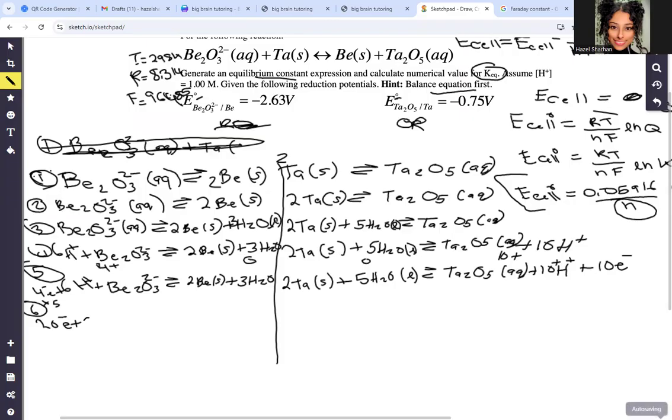Electrons plus 30 protons plus this bit. Okay, and this entire side is going to get multiplied by 2. Right? Yeah.